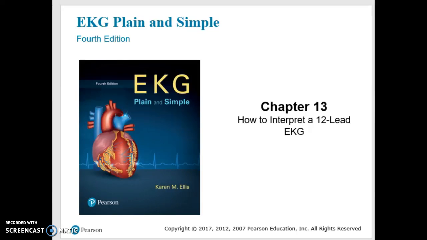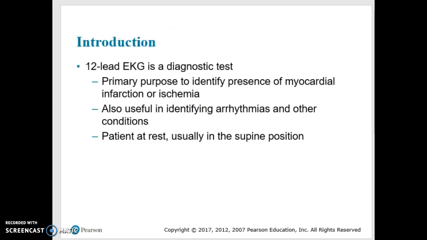Hey guys, in this video I would like to go over chapter 13, how to interpret a 12-lead EKG. In the past we've learned how to diagnose rhythm strips, but in this chapter we're going to focus on the 12-lead EKG. The 12-lead EKG is a diagnostics tool. Its primary purpose is to identify the presence of a myocardial infarction or ischemia.